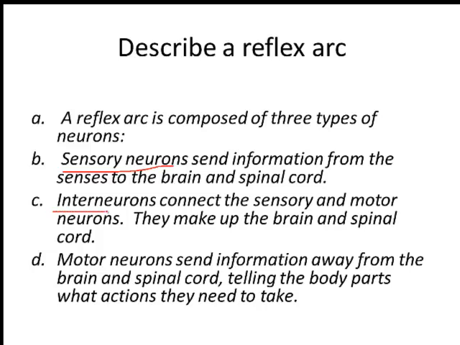The interneurons are what your brain and spinal cord are made of, and they connect the sensory and motor neurons. So they're going to send the message to the correct motor neuron. And then the motor neuron is going to send that information away from the brain and spinal cord to the correct body part, telling it what actions it needs to take in order to keep the body in homeostasis.